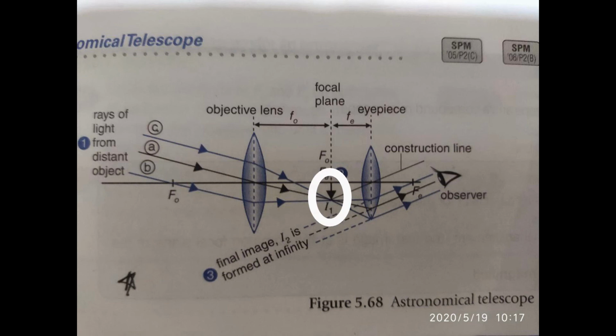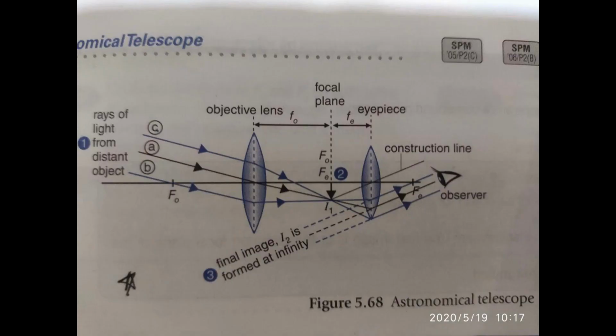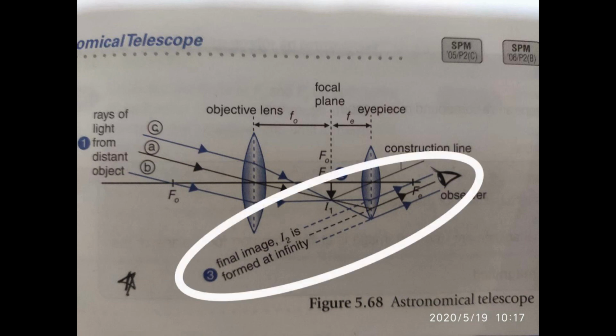In order to magnify the image, an eyepiece is put away from the image, in other words, another convex lens. From there, we will get a virtual and magnified image. That's how the image is magnified in a telescope. The final image that is formed will be at infinity as the light rays are parallel to each other.